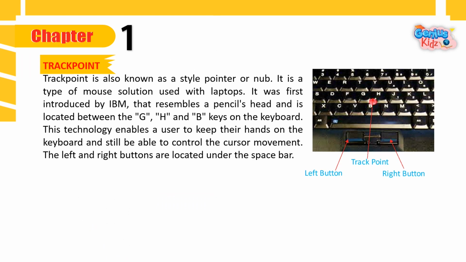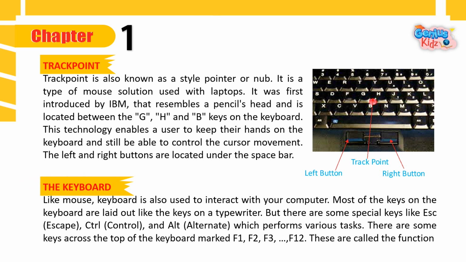Track point. Track point is also known as a stylus pointer or nub. It is a type of mouse solution used with laptops. It was first introduced by IBM, resembles a pencil's head, and is located between the G, H and B keys on the keyboard. This technology enables a user to keep their hands on the keyboard and still be able to control the cursor movement. The left and right buttons are located under the space bar.